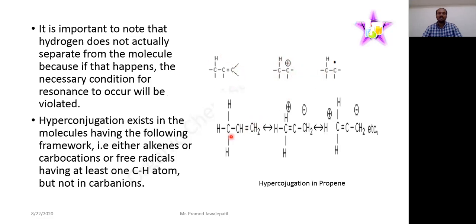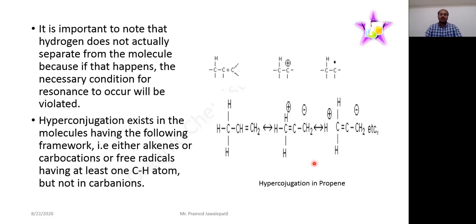Let's check this example of hyperconjugation in propene. We draw this in a schematic diagram. See in this structure, these carbon-hydrogen bonds are conjugated with the pi bond of this carbon, and we get a positive charge on hydrogen and a negative charge on this carbon atom, and we will rewrite this as resonating structures.